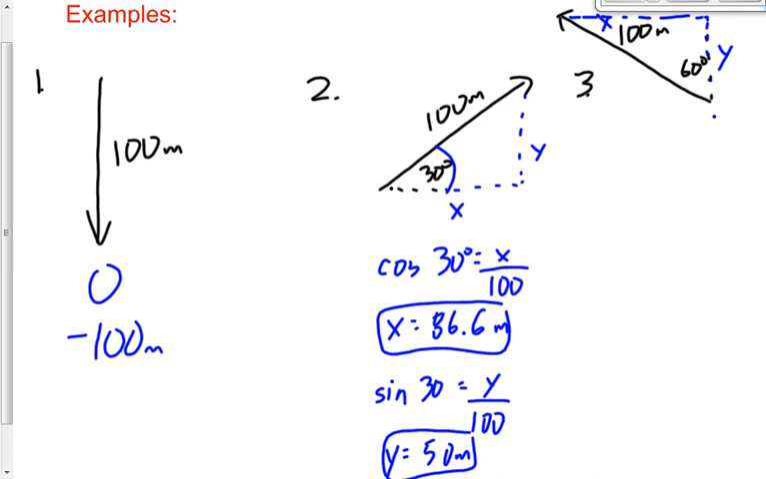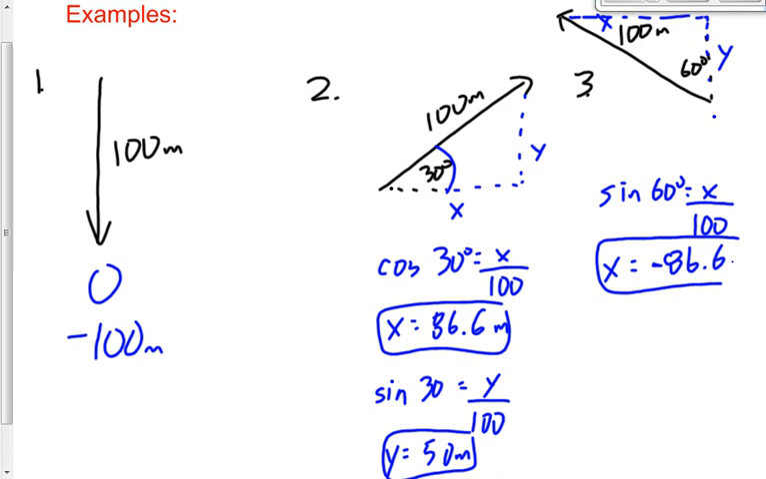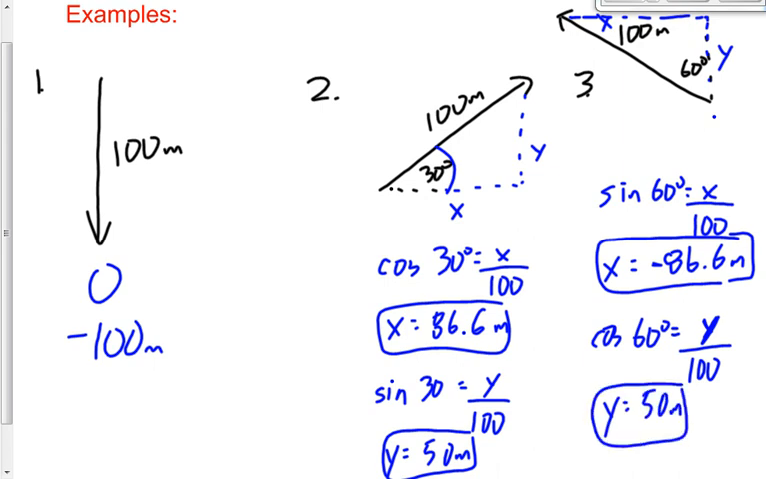Opposite, which means we're going to use sine. Instead of cos for X, it's sine for X. Sine 60 degrees is equal to X over 100. X ends up being equal to 86.6. But this time it's actually a negative value because it's going to the left. Cosine 60 degrees, that's going to give me my y side, my adjacent side. 100 times cosine 60 is 50 meters.